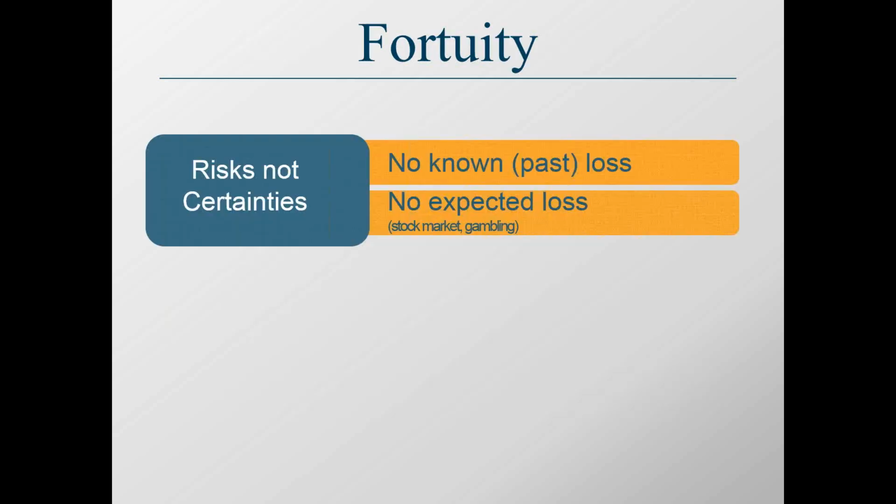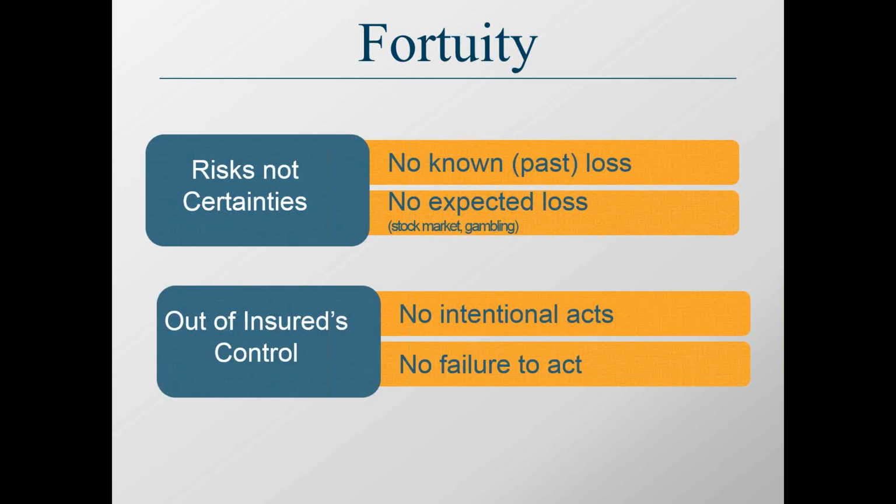Fortuity is kind of what you'd expect, that the risks in an insurance that we're insuring can't be certain. In other words, they can't be past losses. We can't insure losses we know are going to happen, so you can't insure stock market losses or gambling losses. We have to insure things that are outside of our control. We can't insure things that we create by failing to act or by doing intentional actions, and that's why all insurance policies have exclusions in them that they will not insure intentional actions. In many states, you cannot insure punitive damages, which are damages that come from intentional or egregious acts.